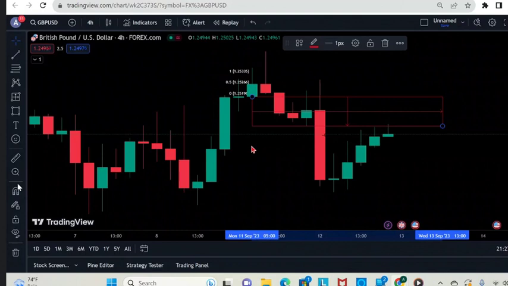Now go ahead and mark up the mean threshold of the bearish order block. Go ahead and mark up mean threshold.